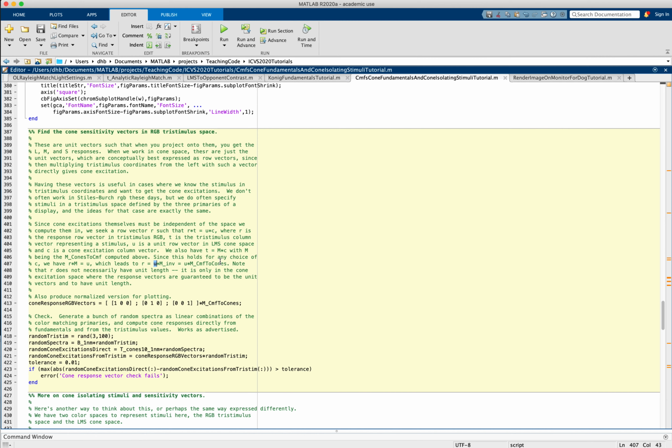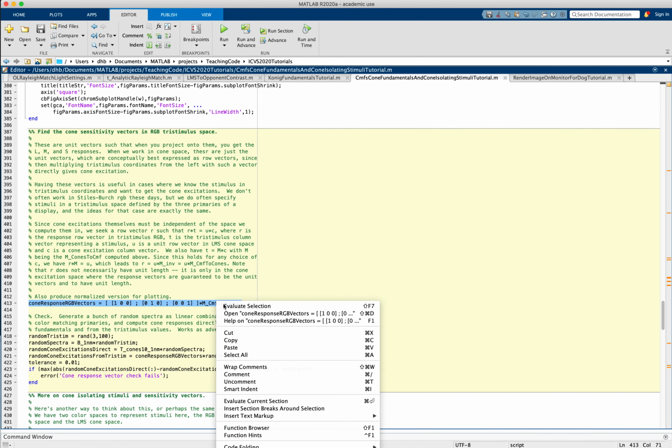Notice that R, when we're done, doesn't necessarily have unit length. It's only in the cone excitation space where the response sensitivity vectors are guaranteed to be the unit vectors and to have unit length. Okay, so we can do that calculation, 1, 0, 0 dotted into M CMF to cones. In fact, we can do the same thing for the M cone sensitivity vector and the S cone sensitivity vector, which I've just stacked up here as 3 rows of the matrix. And so this code here gives us these response sensitivity vectors expressed in the cone space.